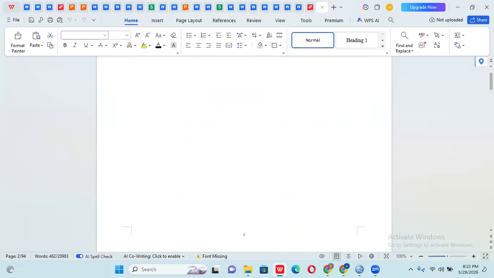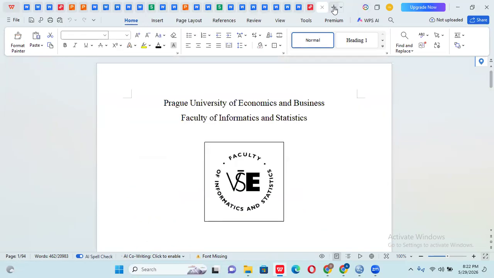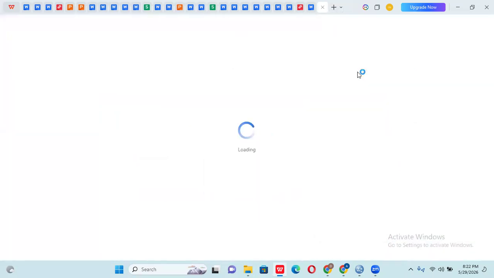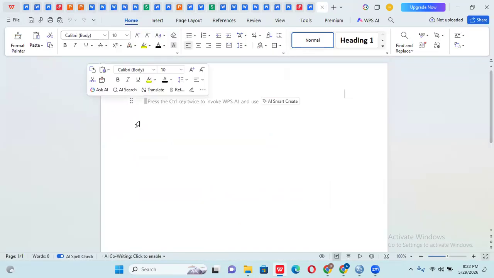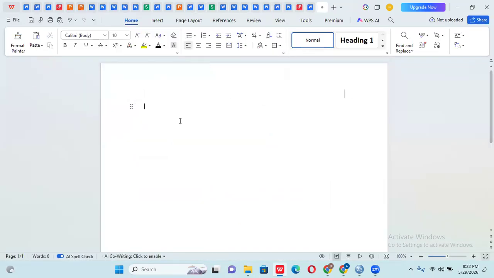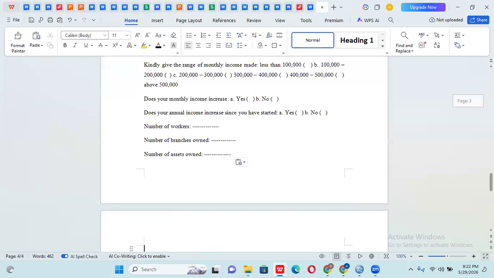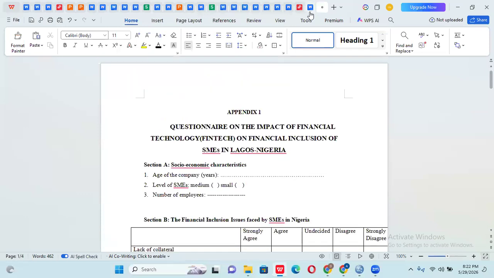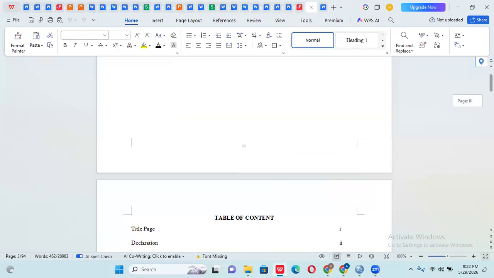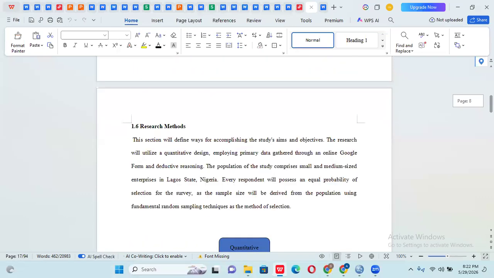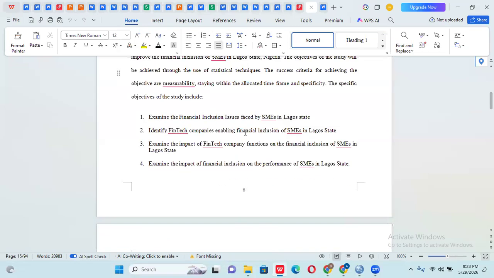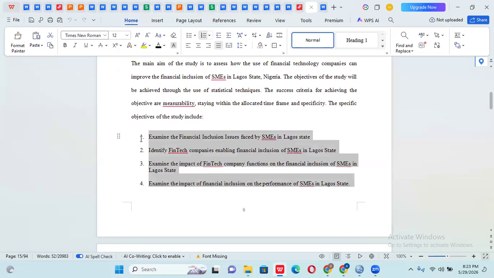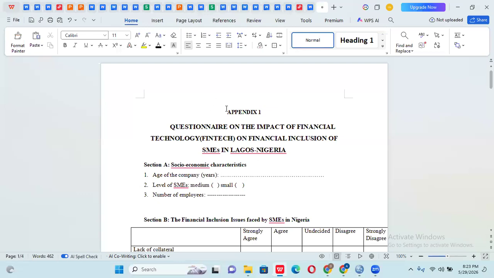All right, so let me copy it out. Sorry, I want to copy the objective. So let's just confirm the objective against the questionnaire and be sure that the questionnaire measures the objective.